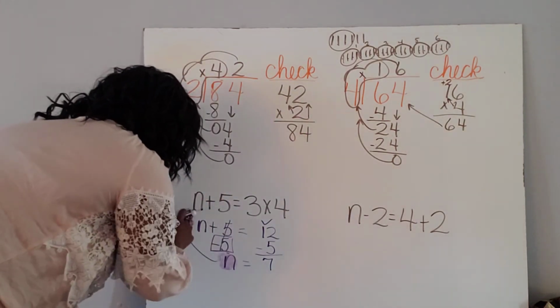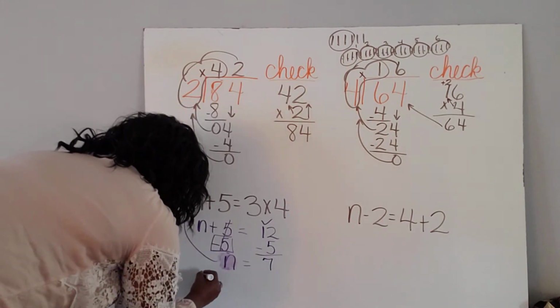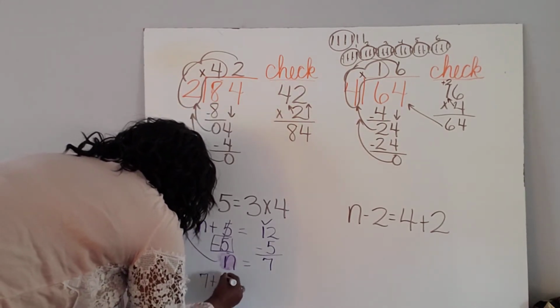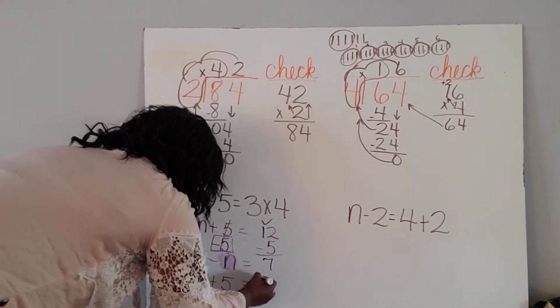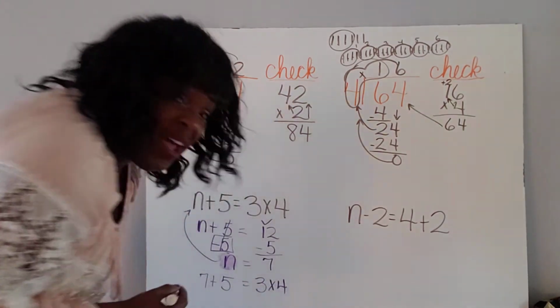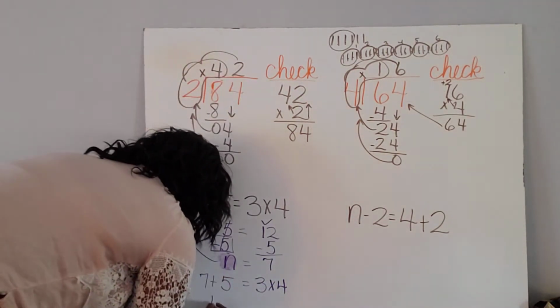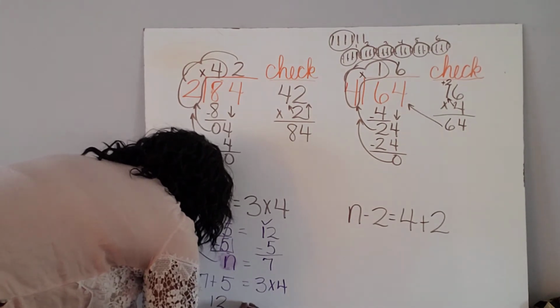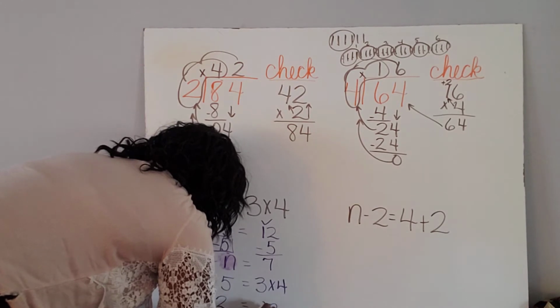So now instead of n, what is our number? The secret number was 7. We figured it out. 7 plus 5 equals, we write the original problem, 3 times 4. What is 7 plus 5? It is 12. And what is 3 times 4? It is also 12. So we did it correctly.